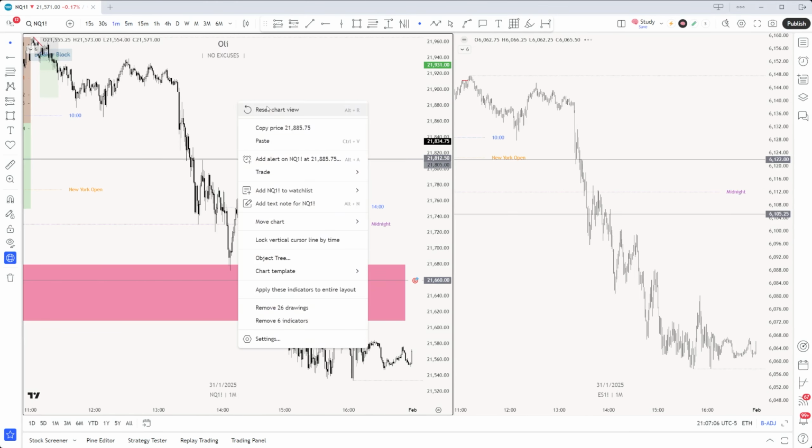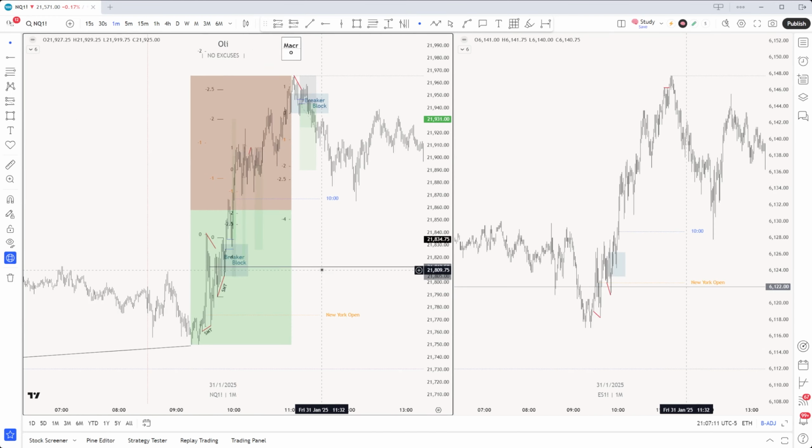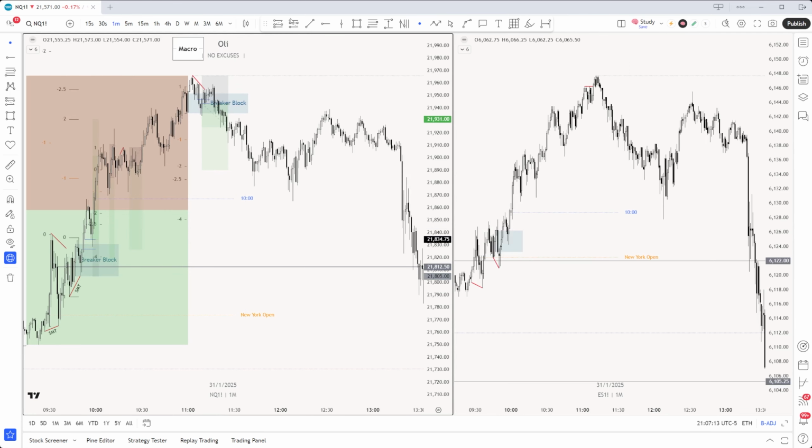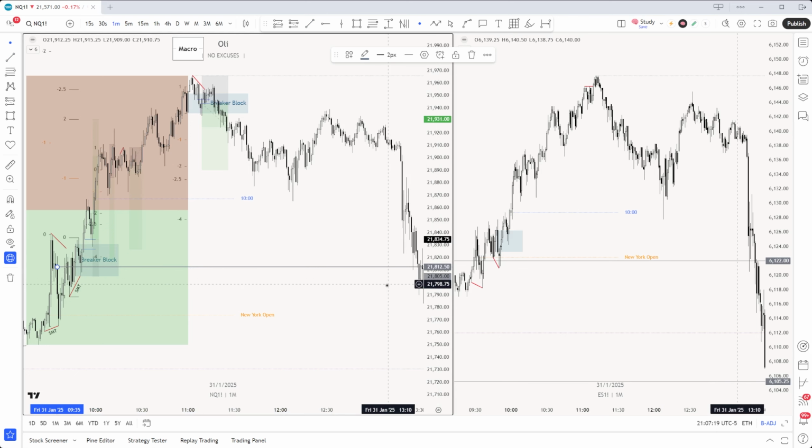If we go back to the 1 minute, I also need to find a partial objective before reaching this level right here, which let's actually just mark it out as a target like this. There we go.